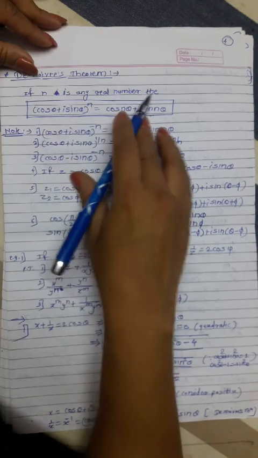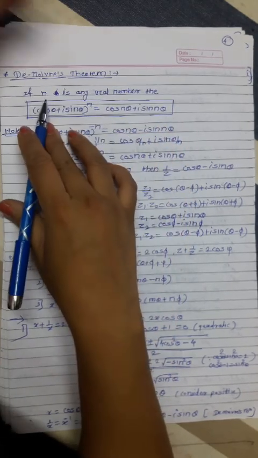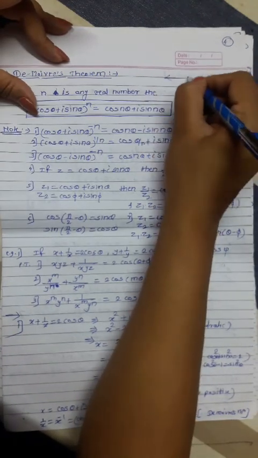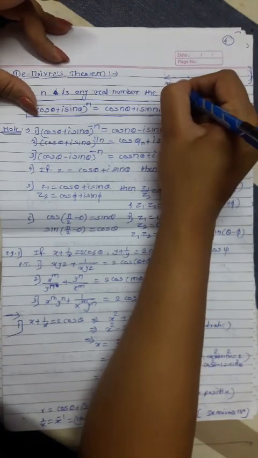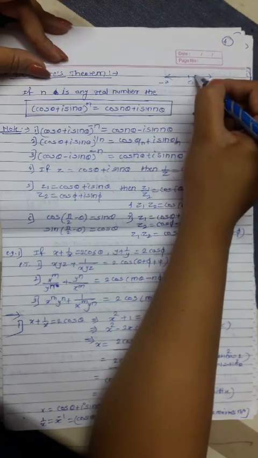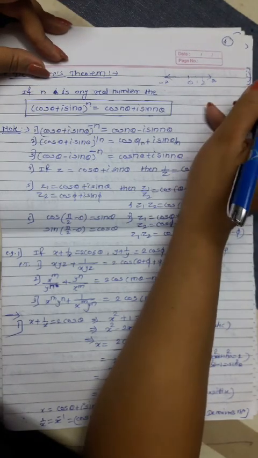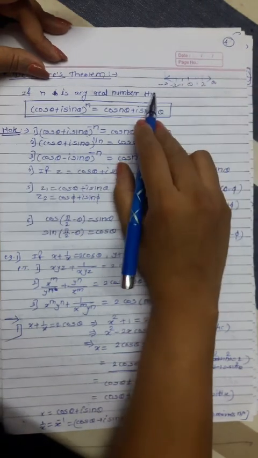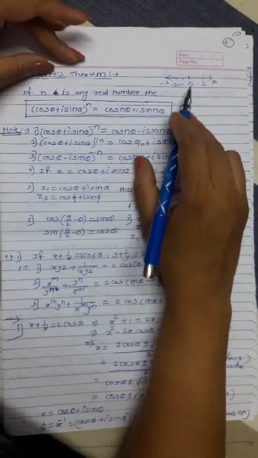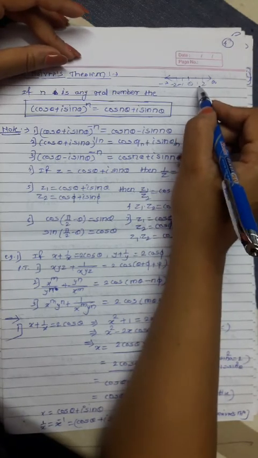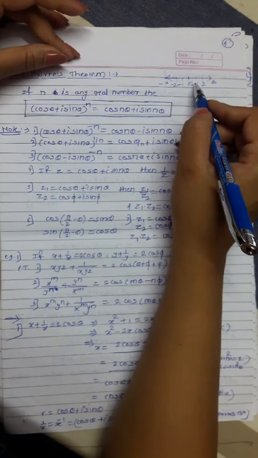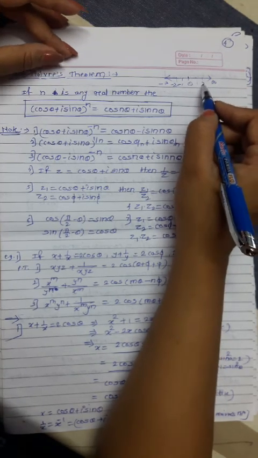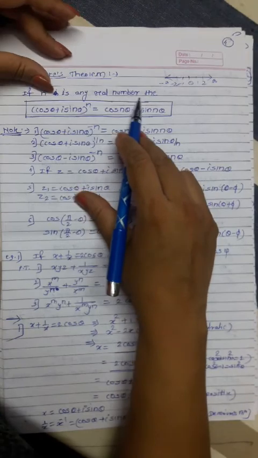If n is any real number, what is n? N is any real number. What do you mean by real number? Numbers which are present on the real line. That is, it can be 0, it can be 1, it can be 2, it can be 3, and so on. It can be -1 also, -2 also, and so on. In between 0 and 1 there are a number of fractions also. It can be a fraction also, 1 by 2, 3 by 2, 5 by 2. This n can be any real number.